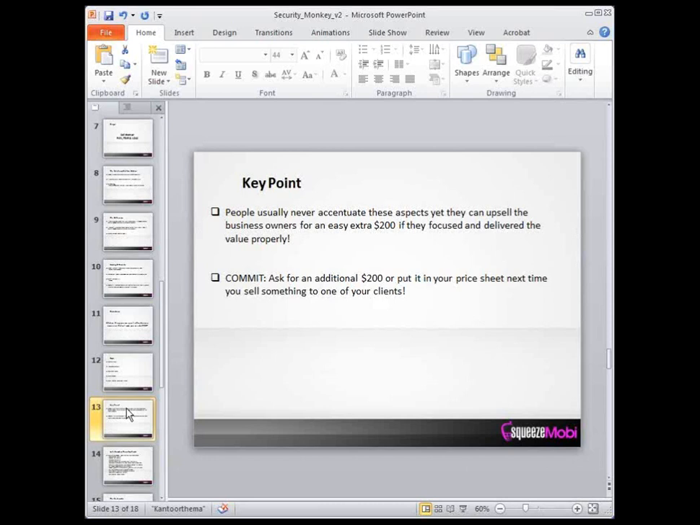Now, can I ask you to commit just on those four examples before, and I'll give you a little bit more on things that you can upsell on, to ask next time you're talking to a client for an additional, let's say not even $200. Let's say even just $100. Or put it in your price sheet next time you sell something to one of your clients. Would that be asking too much of you? Can you commit to that right now?